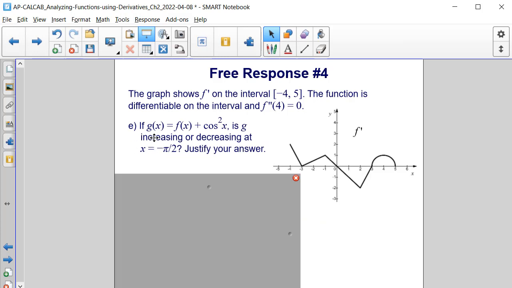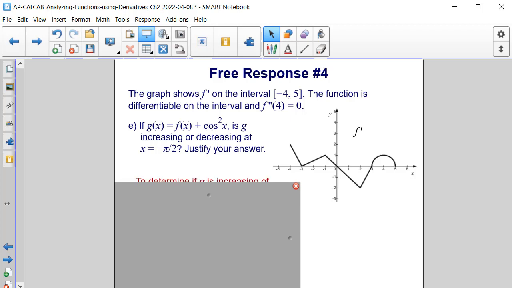Now let's look at part E. If g of x is equal to f of x plus cosine squared of x, is g increasing or decreasing at x equals -pi/2? And justify your answer. Well, from what we've learned about analyzing functions with derivatives, a regular function increases or decreases when its derivative is positive or negative, respectively. So let's first start off by writing g of x in terms of f of x, which is what we have here, and taking its derivative.